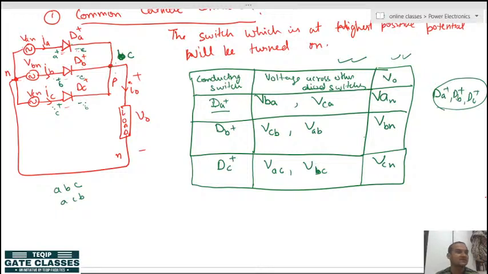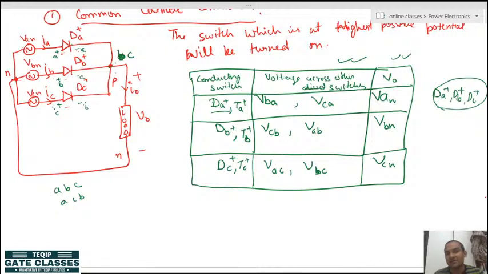So now let's understand the waveform. As I have written for the diodes, similar is true for the thyristors. So similarly you can also write it for thyristor A, thyristor B and thyristor C. The only difference you will see is that diodes will immediately turn on or turn off.